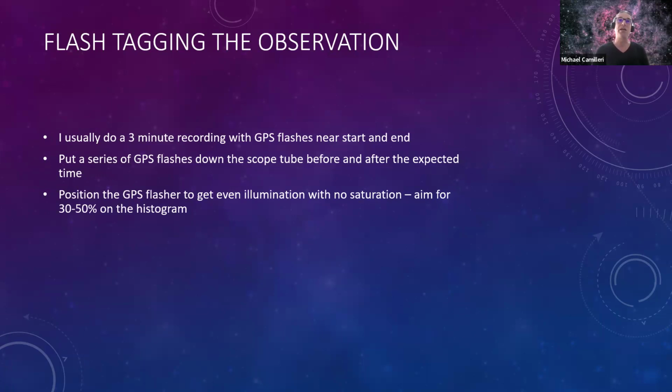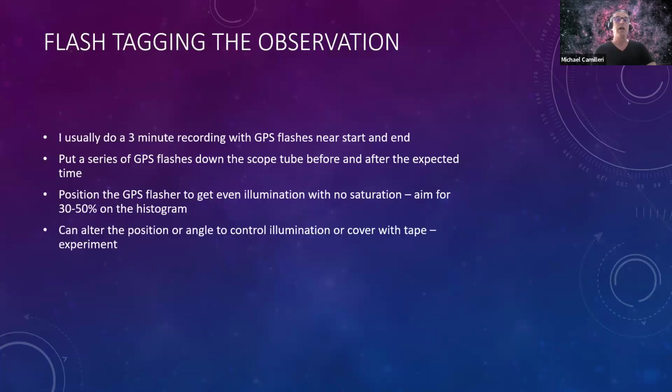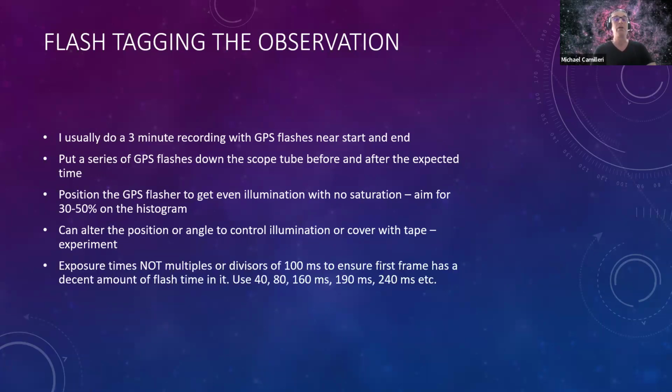It's absolutely critical you get no saturation because that will destroy the timing measurements. So I usually aim for 30 to 50% on the histogram. And with a bit of practice, I've got my setup dialed in. So you can alter the angle, you can alter the position a bit. Sometimes you might need to put a bit of tape over it if your LED is too bright or whatever. You just need to experiment to find the right illumination for you.